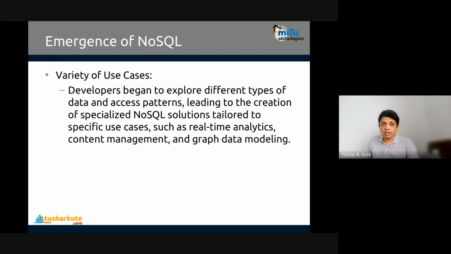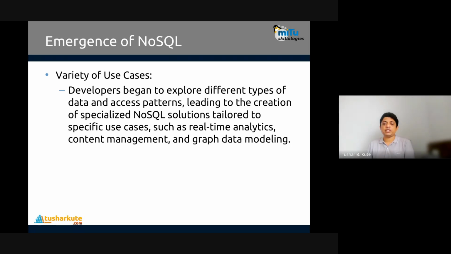Now, very importantly, NoSQL can be used in a variety of use cases in various different applications. I can apply and use it so effectively. The developers began to explore different types of data and access patterns, because in the last century when SQL was used, data was traditionally stored in tabular form, and there was no flexibility in handling the respective data. Now, NoSQL led to creating specialized NoSQL solutions tailored to specific use cases such as real-time analytics, content management, and graph data modeling.